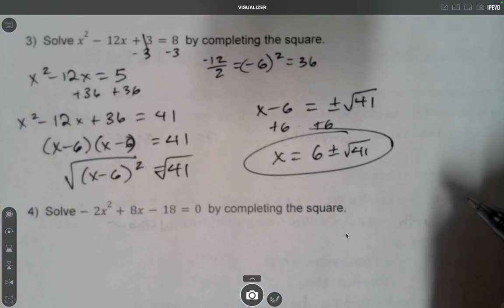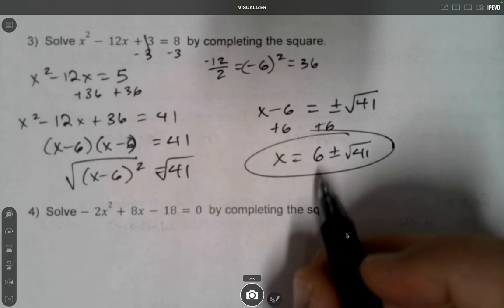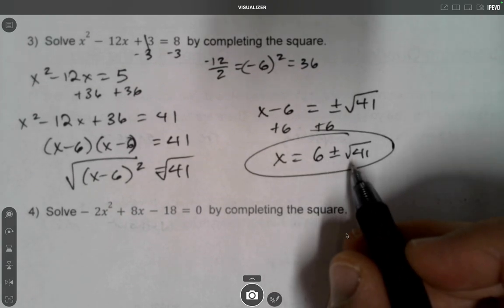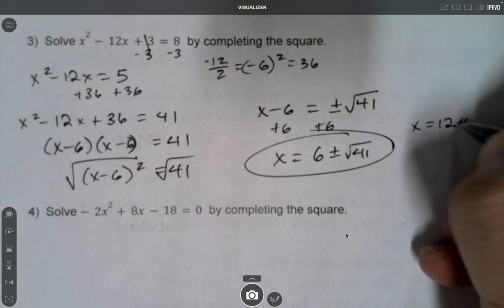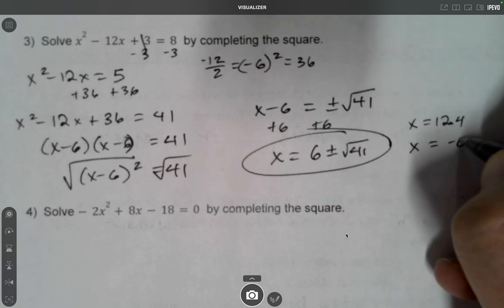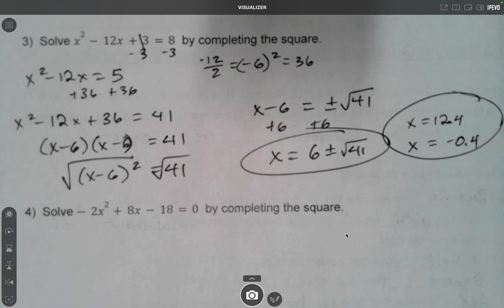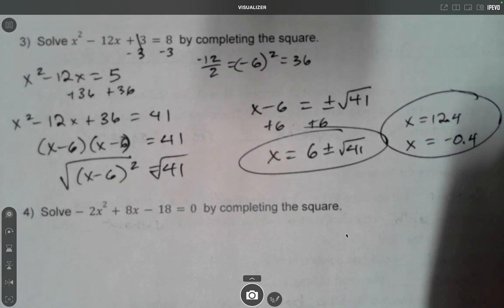Now you can plug this in the calculator. They may at times say round to the nearest tenth. So you could type in your calculator 6 plus the square root of 41 and you get about 12.4. 6 minus the square root of 41 and you get negative 0.4. So I would accept that if it asked to round to the nearest tenth as well.